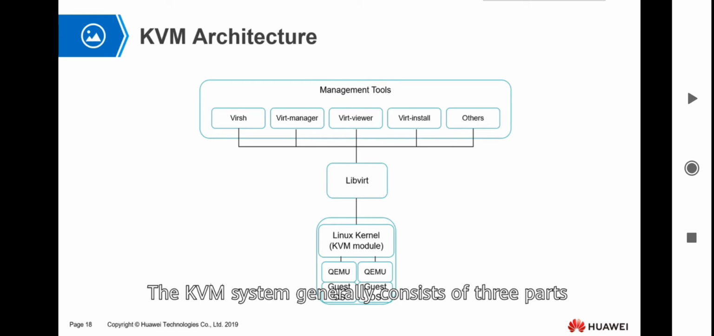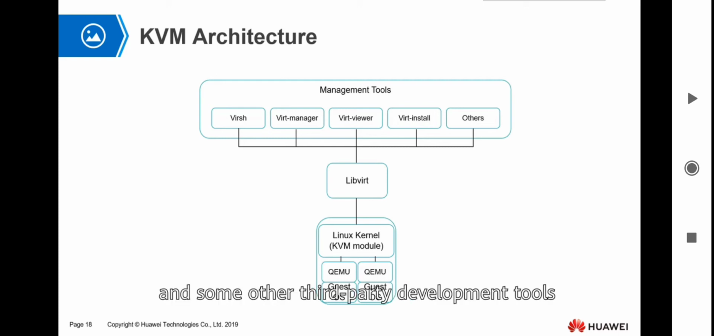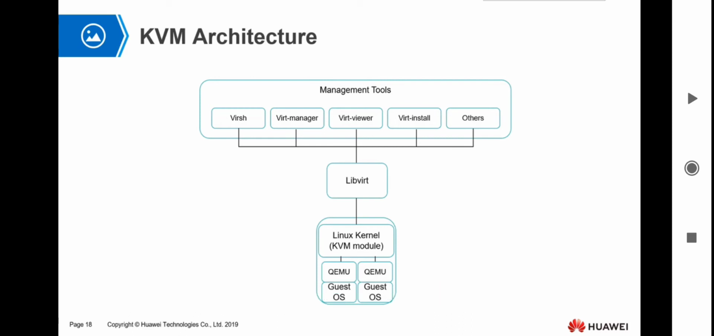The KVM system generally consists of 3 parts. The top is the management tool. This is a good tool to manage virtual machines and manage these hardware resources. KVM has a lot of management tools, including Virsh, Virt Manager, Virt Viewer, Virt Install, and some other third-party development tools. Among them, Virsh and Virt Install are command line, that is, we directly type commands to operate. Then, Virt Manager and Virt Viewer are graphical interfaces.